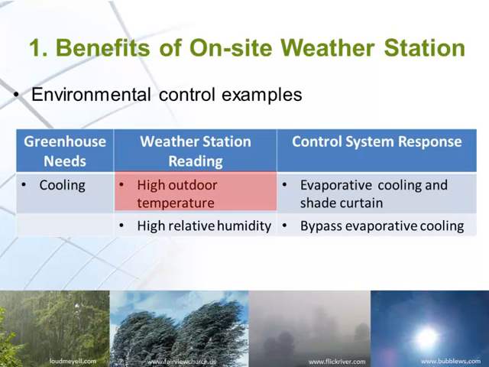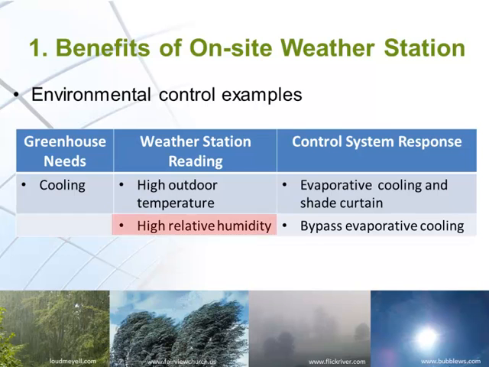Here is an example of weather station reporting high temperature. Since the outdoor temperature is already higher than the desired greenhouse temperature, ventilation alone is not very effective. Alternatively, shade curtain can be used to reduce radiation load, and the evaporative cooling can be used to lower greenhouse temperature.